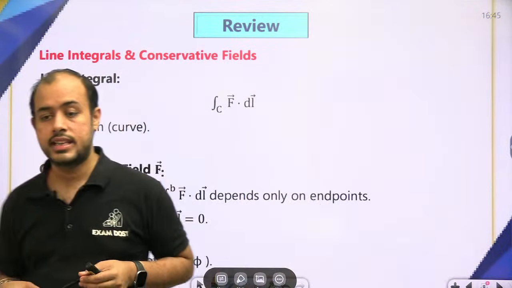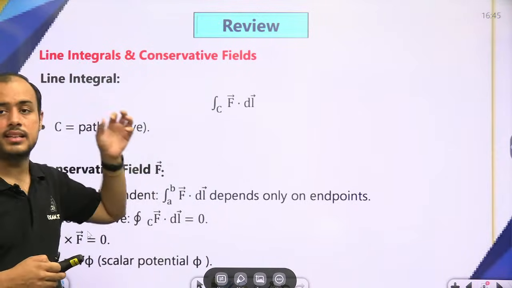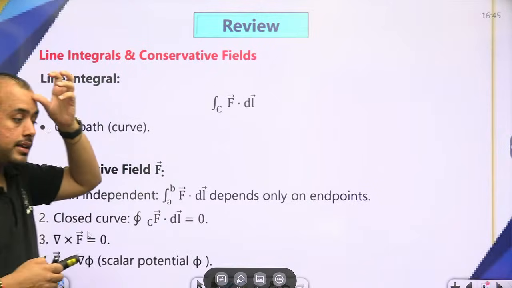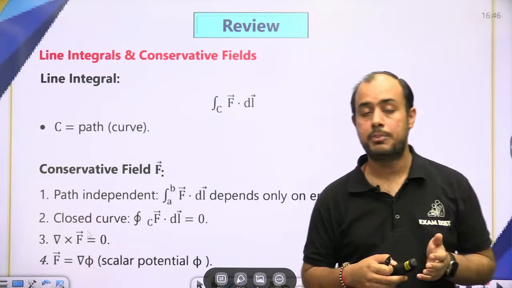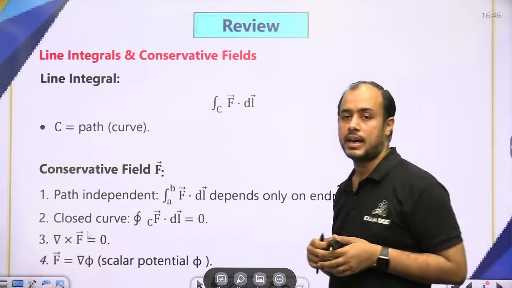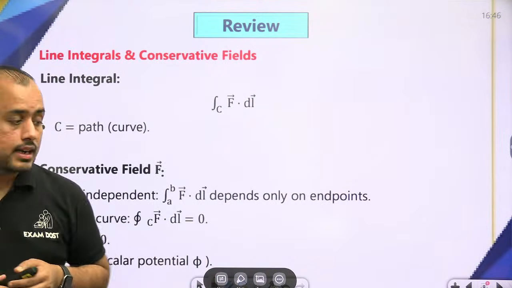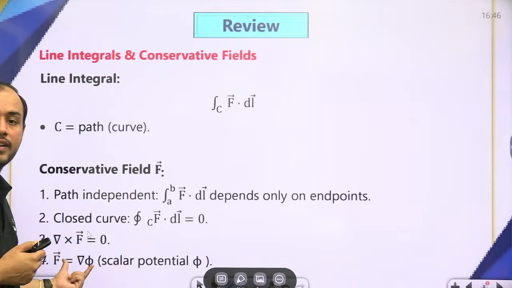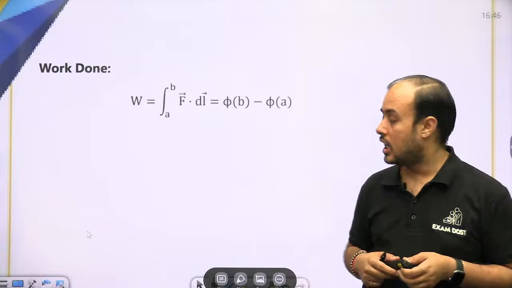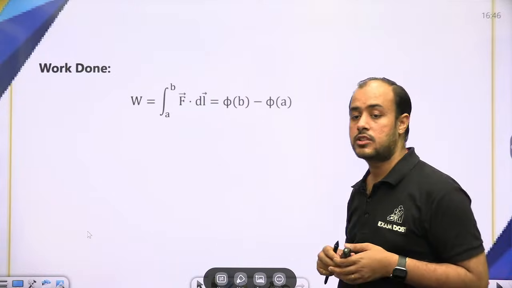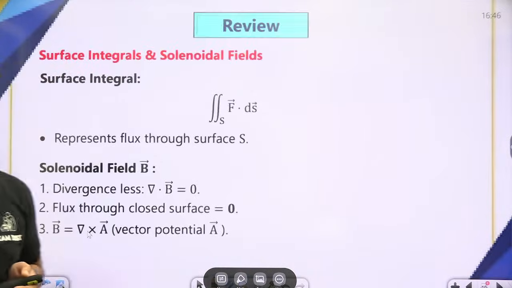The line integral is given by the integration of F dot dl, where C is the path and dl is along the tangent to the curve. Conservative field means the line integration depends only on the endpoints. It is independent of the path, because of which the closed loop line integration is 0. For a conservative field, the curl is 0 and the vector field can be represented as the gradient of phi. Work done in that case can be written as phi b minus phi a. That is, we can evaluate the potential at the initial and final points.